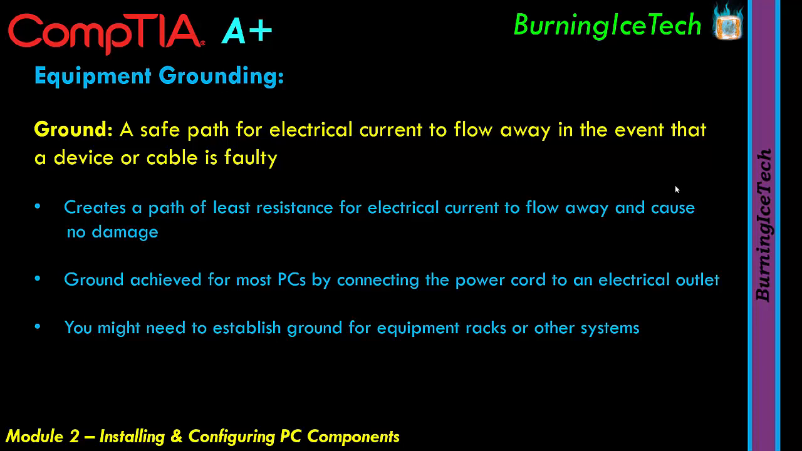You might need to establish ground for equipment racks or other systems. If you've got equipment racks or other systems, there's actually a lot of things in life where you manually have to go and ground something. You'll find it on the frame itself, there's a piece of wire that's basically bolted to the frame. And that piece of wire, which is normally very thick, is normally bolted to the ground or something like that. And that allows the current to safely flow away in the event of a short circuit or something like that. That's something you only see on a very, very large system, like a rack of some kind.